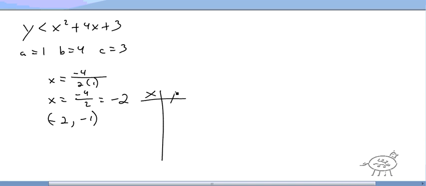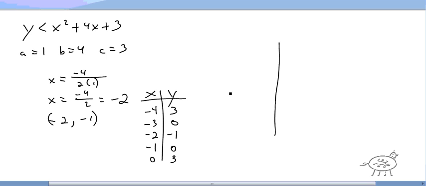I'm going to make a t-chart. First of all, we know this is going to open up. This is negative 2, negative 1. So negative 2, negative 1, 0, negative 3, and negative 4. If I put a negative 1 in there, I get 1 minus 4 is negative 3 plus 3 is 0. So I get 0. And if I put a 0 in there, 0 is a great number to put in there because the x squared cancels and the 4x cancels and you just have 3.